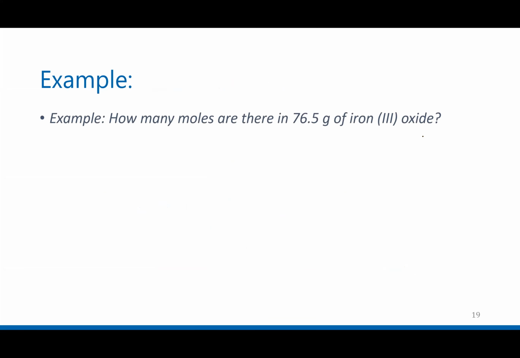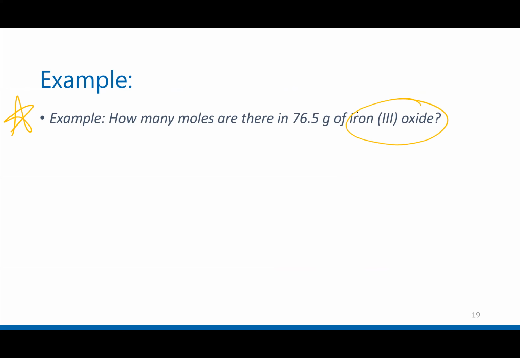Okay, so I have the answer written here, but let's kind of pretend that I don't. How many moles are there in 76.5 grams of iron 3 oxide? This is a really important question for quizzes, final exam. I mean, this is super important. How many moles are there in 76.5 grams of iron 3 oxide? So there are 2 steps before you even start this. The first step is to find out the formula for iron 3 oxide, right? What is iron 3 oxide?